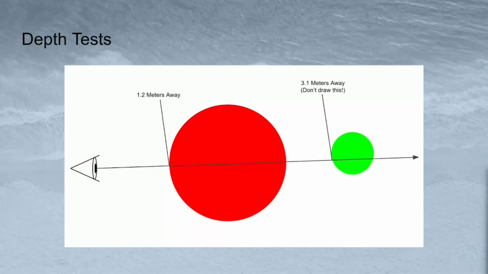I think you can see the problem here, though, which is we have to draw the red sphere first. If we draw the green sphere first, well, then the red pixel is just going to cover up the green pixel because we don't know yet in the depth buffer that there's going to be something 1.2 meters away.